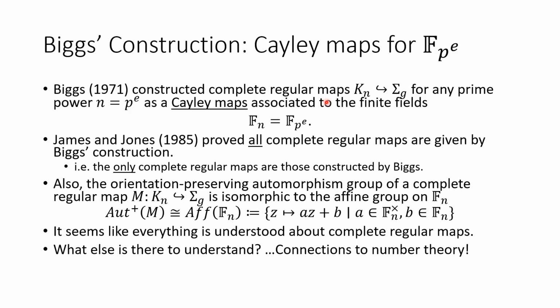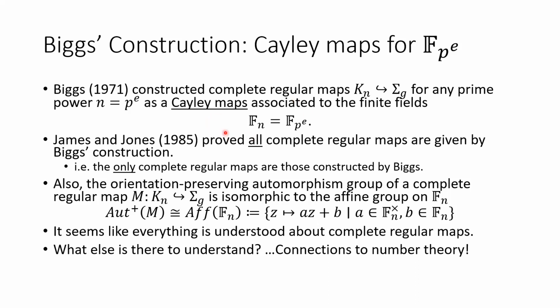Okay, so I won't get into the details of the construction, but the basic idea is you think of the elements of the finite field as vertices of your graph, and then you pick a primitive element, a generator of the multiplicative group of the finite field, and the powers of that generator are going to tell you the cyclic ordering of the vertices around 0, and then you get the cyclic ordering around other vertices just by translating, or adding to that.